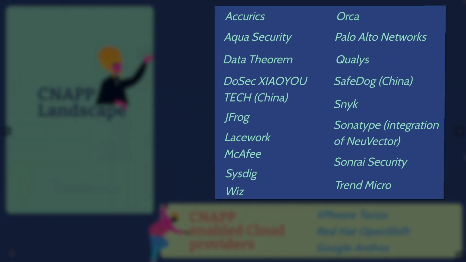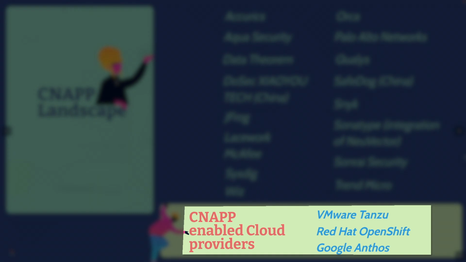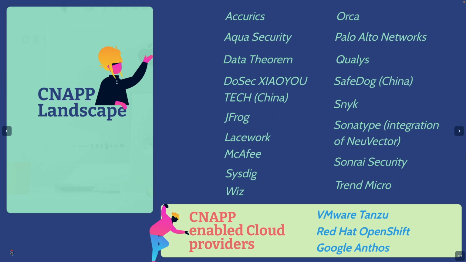On the top right corner of the screen, you can see a list of vendors having capabilities varying from development scanning, cloud infrastructure scanning, and runtime visibility and control specifically designed to address the security requirements of cloud-native applications. Since this is an emerging market, not all vendors have fully featured capabilities across all areas. On the bottom of the screen, you can see cloud-native application platform vendors which provide CNAPP capabilities integrated within their platform, typically at extra cost.